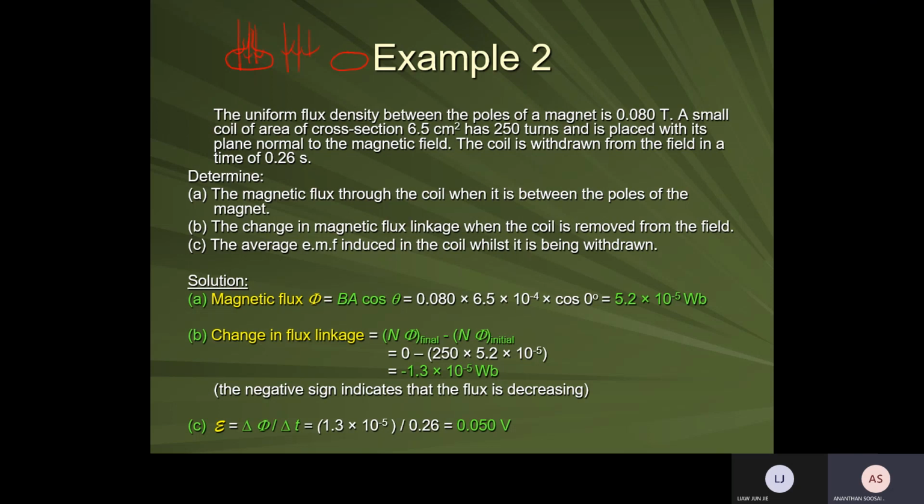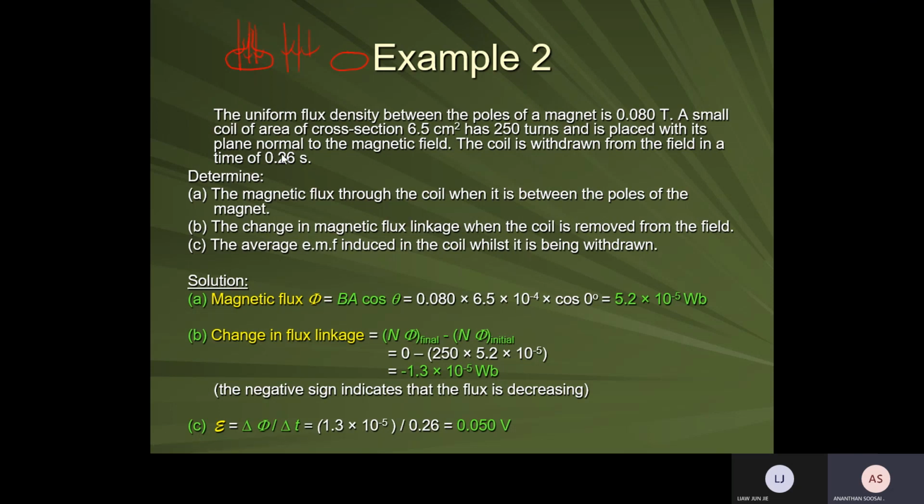That means what happened to the final flux? Final flux becomes 0, right? Because it is not overlapping with the magnetic field. So the coil experienced a change in magnetic flux. Then what happened to the coil? An induced EMF, so current should flow in the coil.